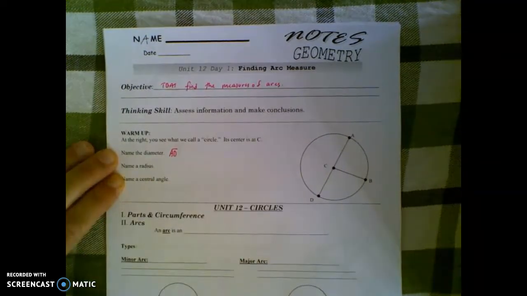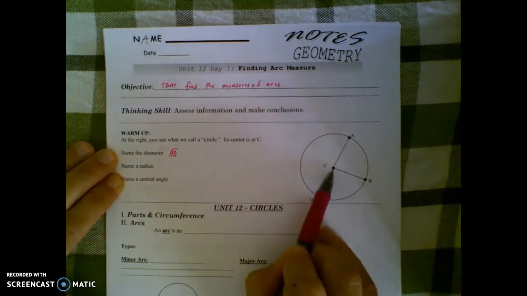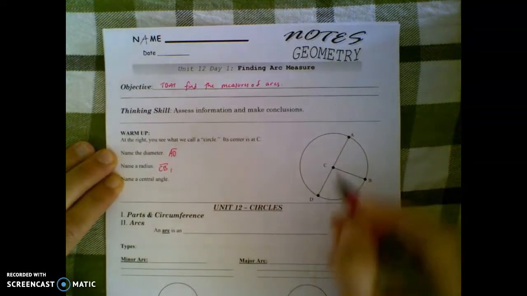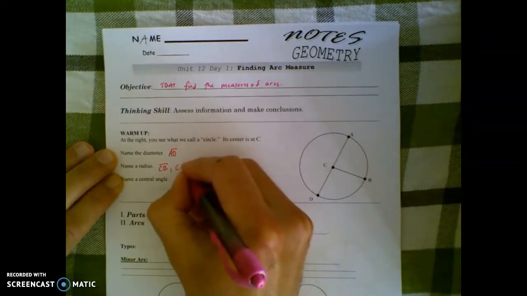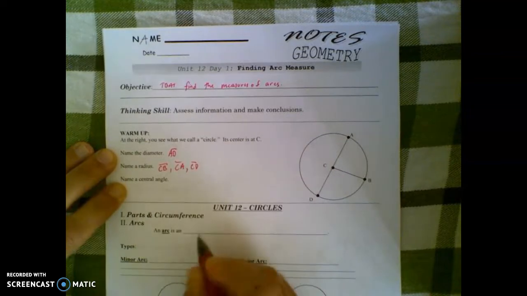The radius, that's half the diameter. There's three different radii here. The one that I see here is CB. That is one of them, and that's the segment. Another one is CA. And a third one is CD. Those are all the radii in that picture.